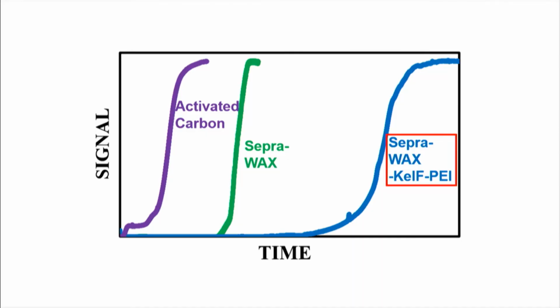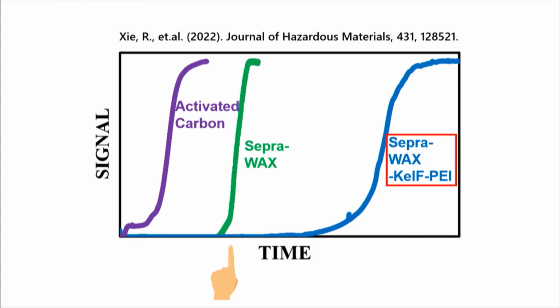For my data, we can see, compared with these two very popular sorbents, activated carbon and Sepabeads wax, my synthesized polymer, Sepabeads wax KLF-PEI, has a much longer initial plateau, which indicates my synthesized polymer can be used as a very competitive sorbent for PFAS removal. And this work was published in the Journal of Hazardous Materials earlier this year.